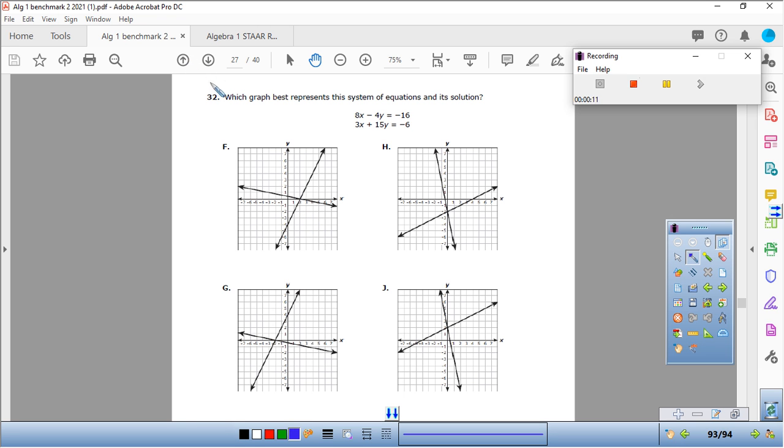Do you understand what this question's asking? It's like a joke. I don't know. I'm just looking at the answer choices. Do you see how the answer choices are all different?